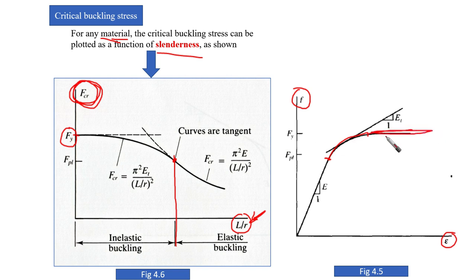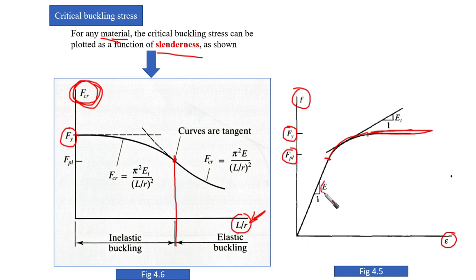This constant value on the vertical axis is F yield. And the start of the transition is going to be this point here. We can say that this point is called F proportional limit, PL. Actually, whenever we start loading the cross section of this material, we are going to find that the stress-strain curve is linear in this part.